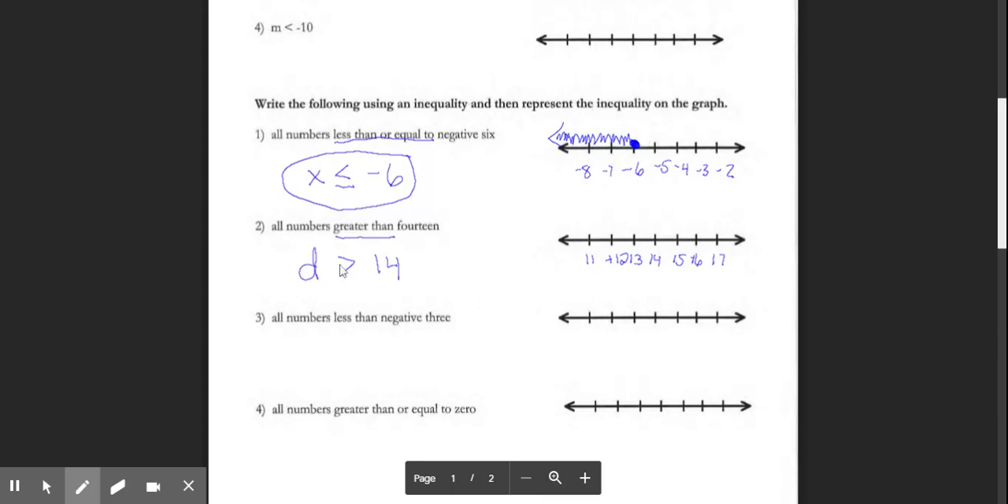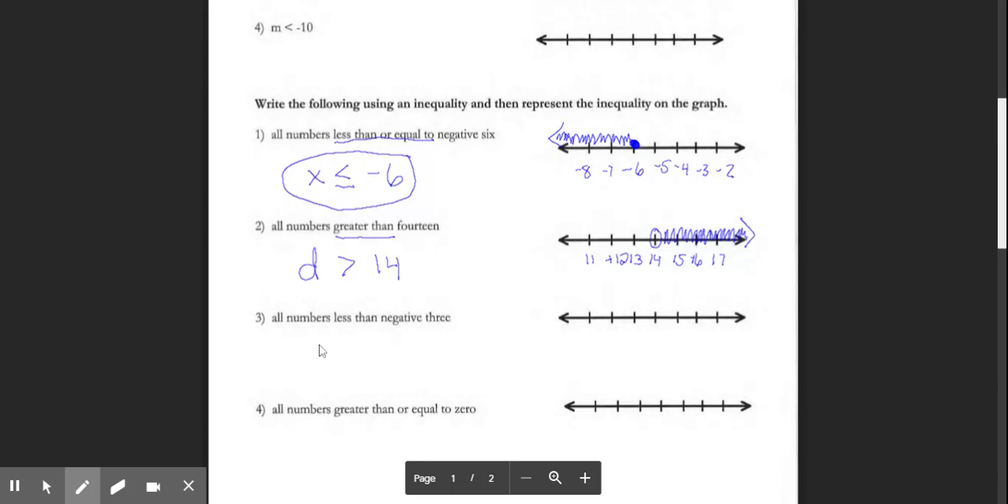Okay, this inequality said greater, so I'm going to find 14 and use an open circle because I don't include the number 14. But I want all the numbers greater than that, so I'm going to shade everything to the right. I need to shade towards the bigger numbers, all the way through with an arrow on the end. Two more problems, number 3.